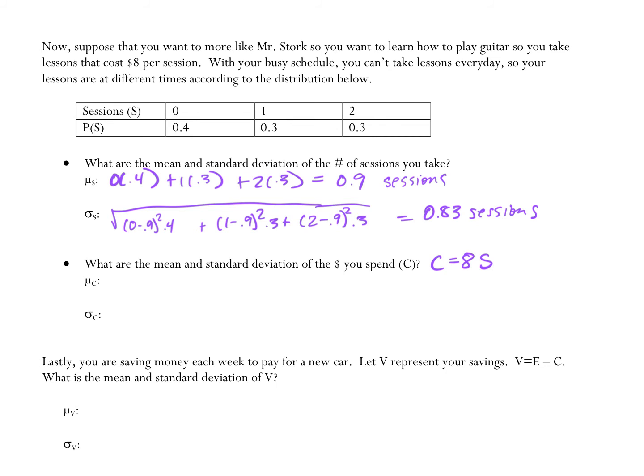Also, do you guys notice my use of subscripts here? Like mu S versus mu C versus mu E. Do you think that's done on purpose? Okay. And I believe mu C would be $7.20. And sigma C will be more, $6.64.